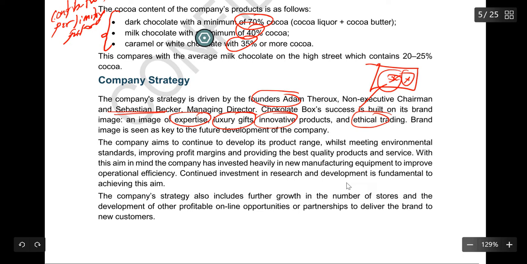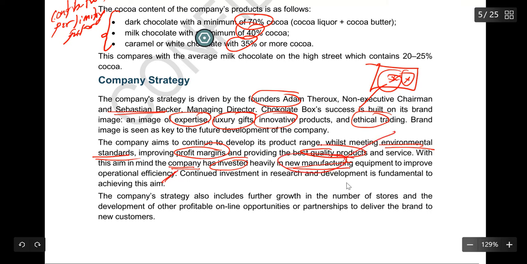Brand image is seen as the key in the future development of the company. That is true. The company aims to continue to develop the product range whilst meeting environmental standards. Whilst meeting what standard? Environmental standard. Improving profit margins and providing best quality products and services, with this aim in mind the company has invested heavily in new manufacturing equipment to improve operational efficiency. So I can say invested in new manufacturing equipment.